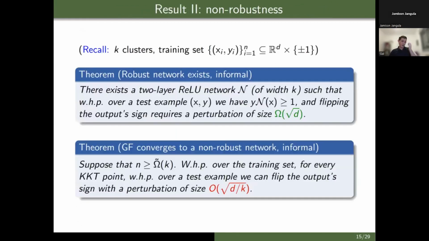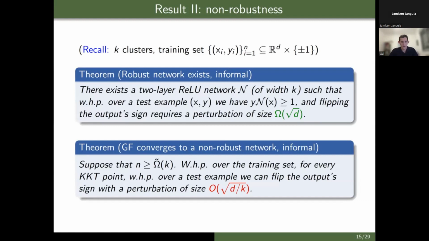And in order to show it, we will show two theorems. In the first theorem, we will show that in our setting, there exist networks which classify the data correctly and are also robust to adversarial examples. And then in the second theorem, we will show that although there exist such good networks, gradient flow cannot converge to such good networks because the implicit bias prevents it.